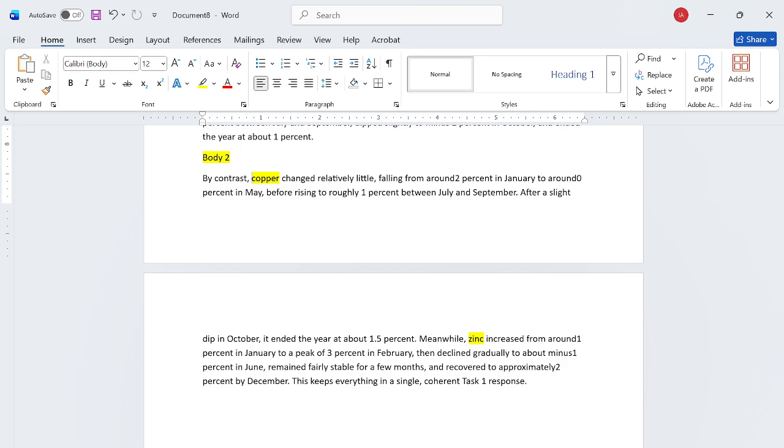So that's our complete task 1. First we write the introduction, then we write the overview, then body 1 and body 2. And remember, in task 1, don't try to describe every single number. Focus on the main trends, significant changes, and comparisons.